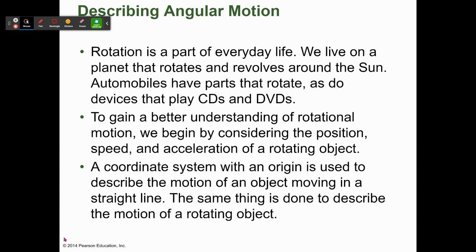Okay, so your cars are based on rotation. You think about the wheels and the axles and the different parts of the engine. All of those involve rotation. So we need to understand rotational motion. Okay, so we have to consider position or displacement, speed, velocity, and acceleration for rotating objects as well.